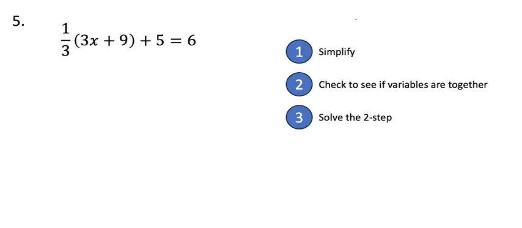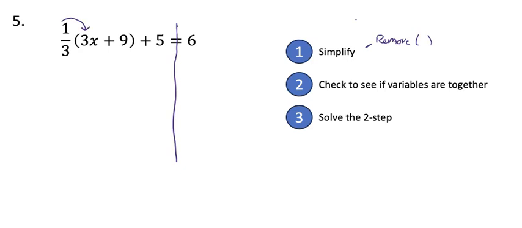Number 5, we have 1/3 times (3x + 9), and I say times because that's what parentheses tell us to do. Parentheses are multiplication, plus 5 equals 6. Remember, we start all equations with simplifying. So I look and I noticed I have this parentheses. So the first step to simplify is to remove all parentheses. And we do that using the distributive property.